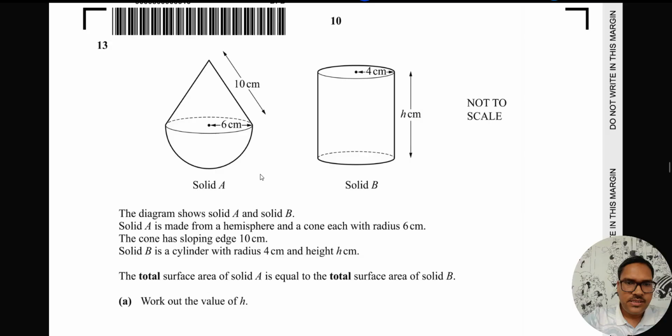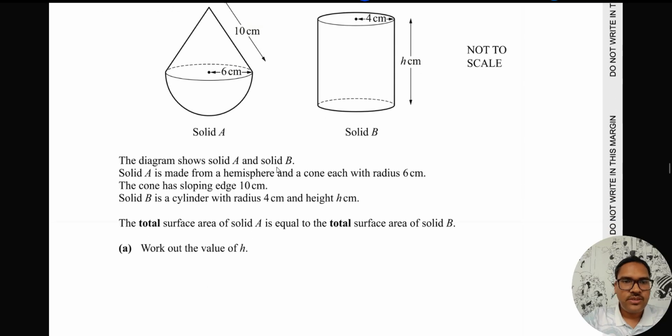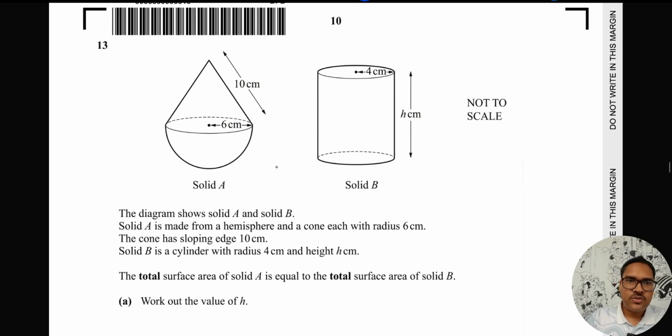So here you can see what is the surface area of the cone, and all these formulae are given on the first page. Here, what is the surface area of this cone? We can say this is pi r l, where l is the slanting edge, right? And this is plus the surface area of the hemisphere. For the sphere, the surface area is 4 pi r square, so this is 2 pi r square, correct? The total surface area for this solid A is this.